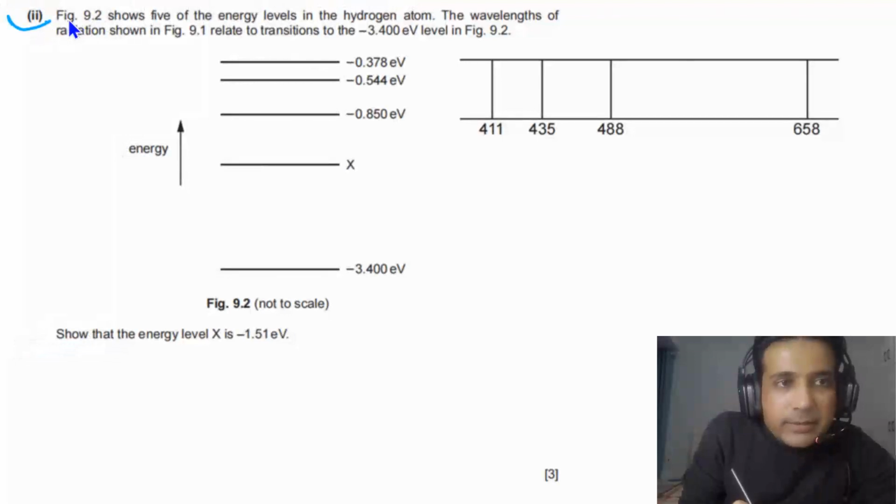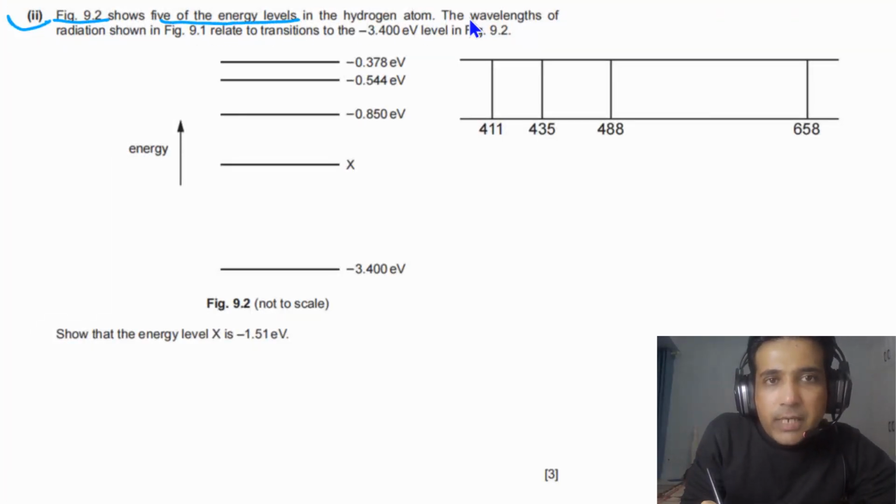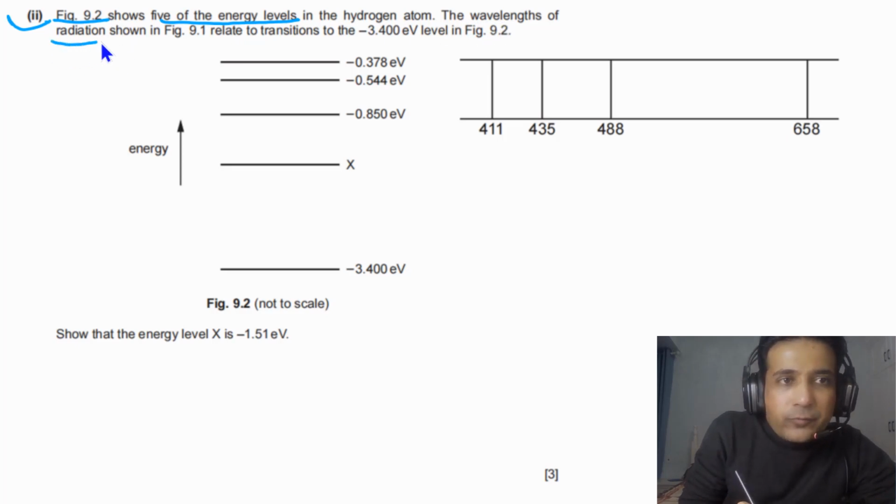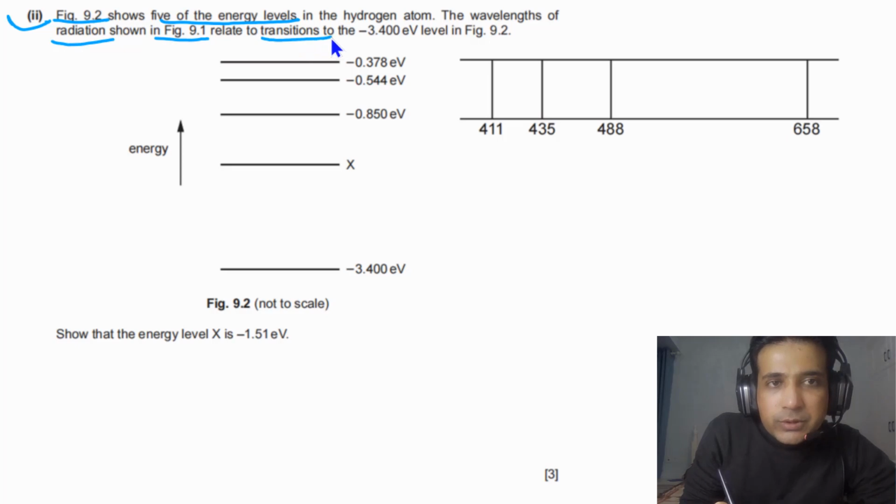For the second part, it is given to us: figure 9.2 shows 5 of the energy levels in the hydrogen atom. The wavelengths of radiation shown in figure 9.1 relate to transitions to the minus 3.400 electron volt level in figure 9.2.